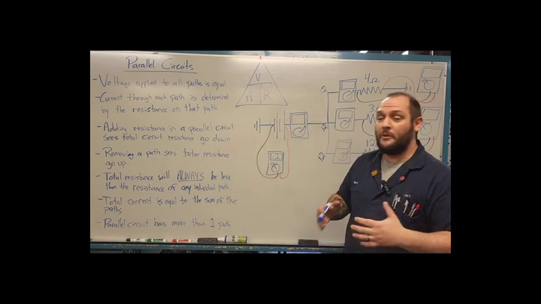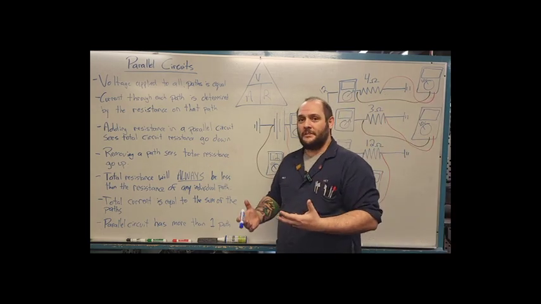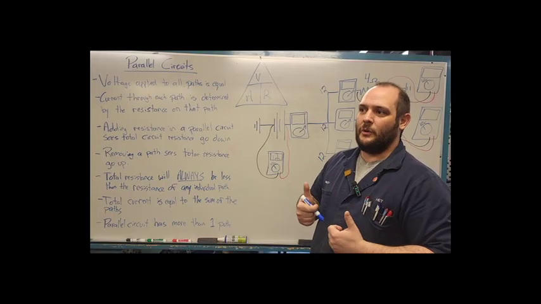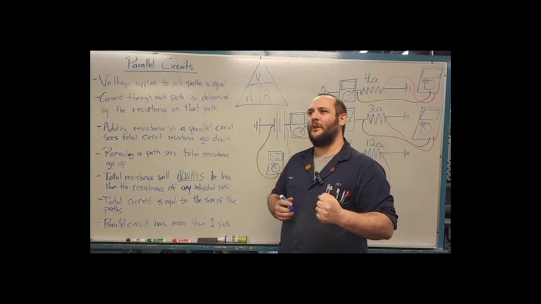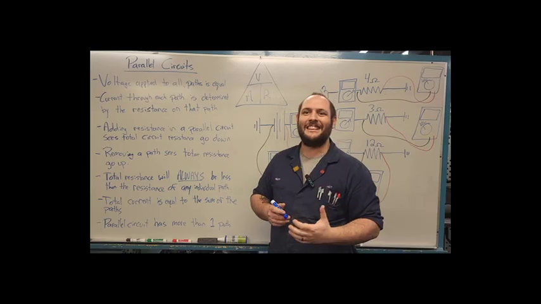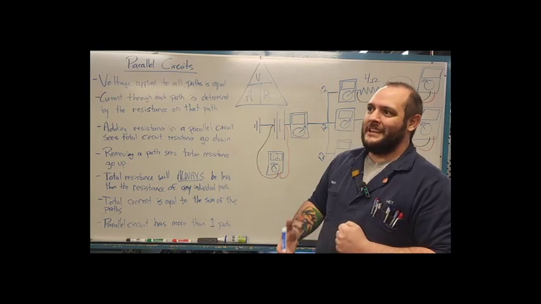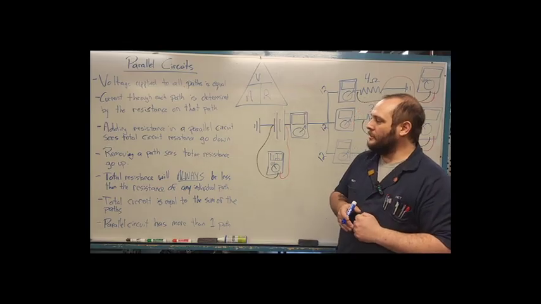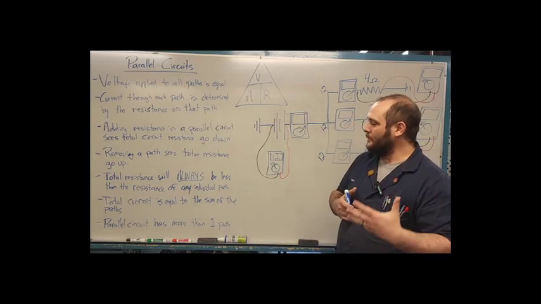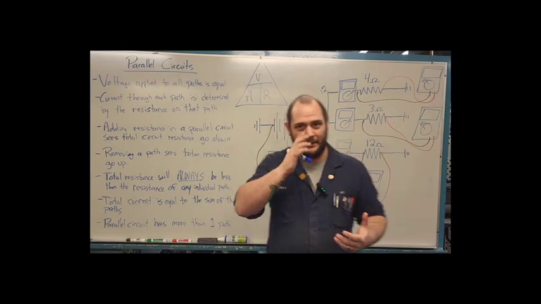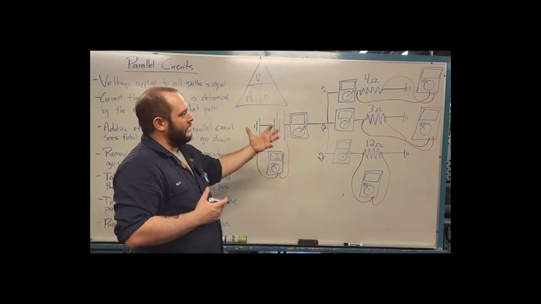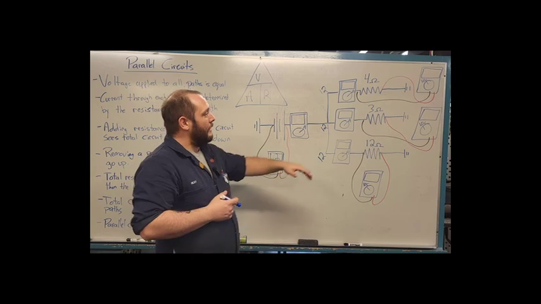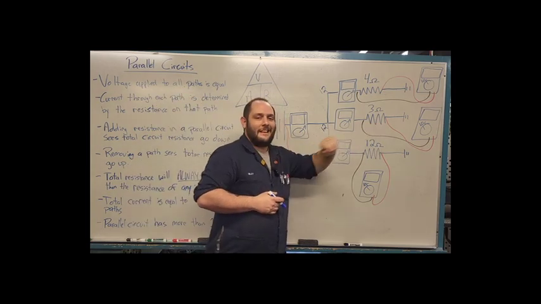Fourth rule, removing a path will see the total resistance go up. If I remove those extra paths, my overall resistance goes up. When we're adding circuits without really considering the existing amperage loading, that's why we'll see these blown fuses within our circuitry. Fifth rule, the total resistance always will be less than the resistance of any individual path. So looking at this circuit with a single resistor in each path, I can assume that my total resistance is going to be less than 3.